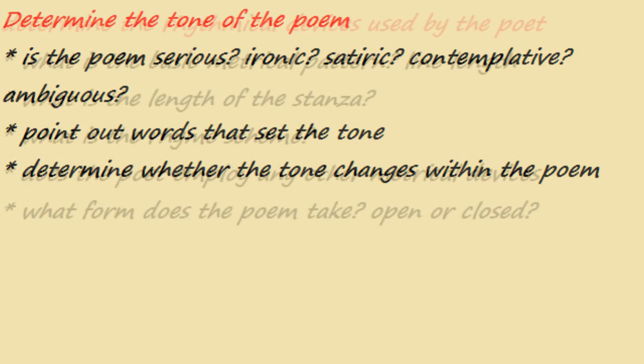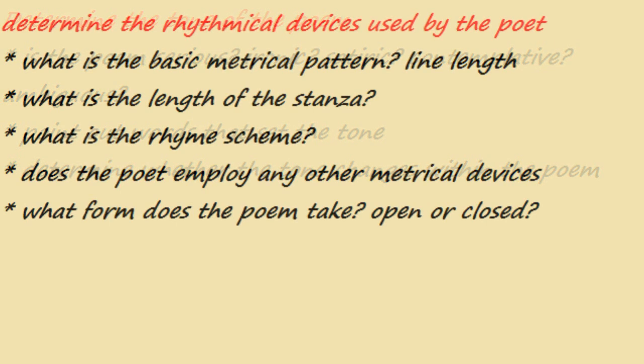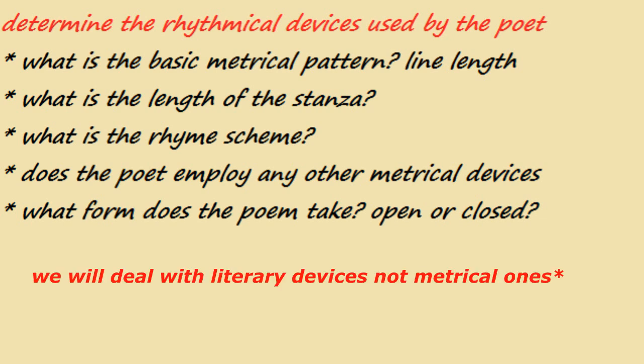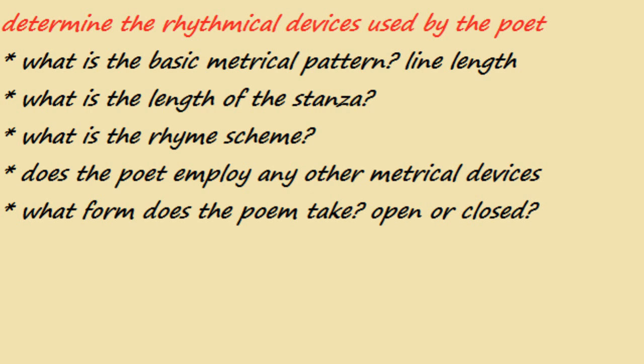Then, to round off with these steps, the last one is to determine the rhythmical devices used by the poet. We need to know what is the metrical pattern, the length of the line, and the length of the stanza in general, and what is the rhyme scheme, and does the poet employ any other metrical devices. This is the one that I'm going to discuss in this video, the metrical devices, and what form the poem takes, open or closed.